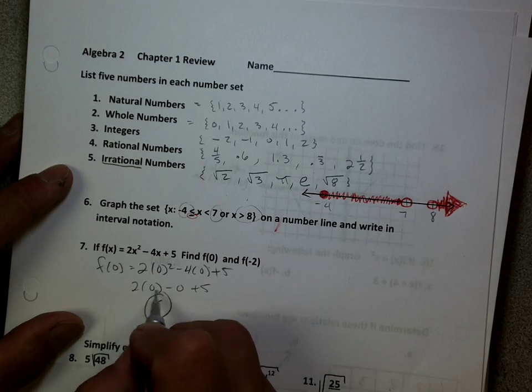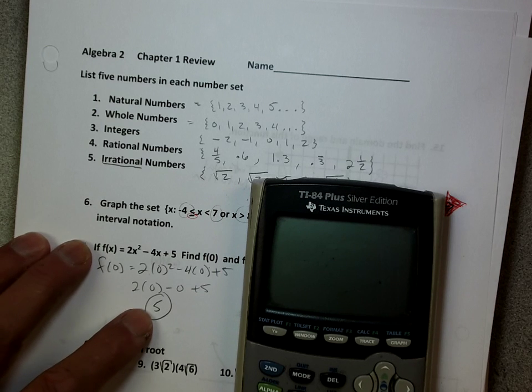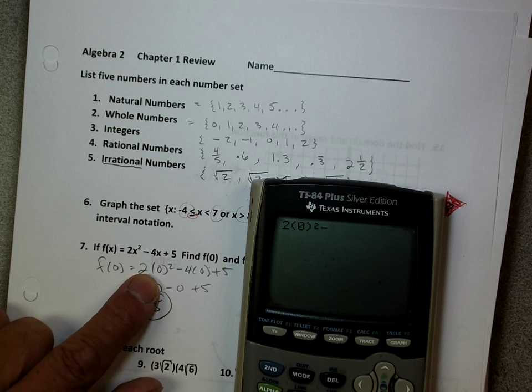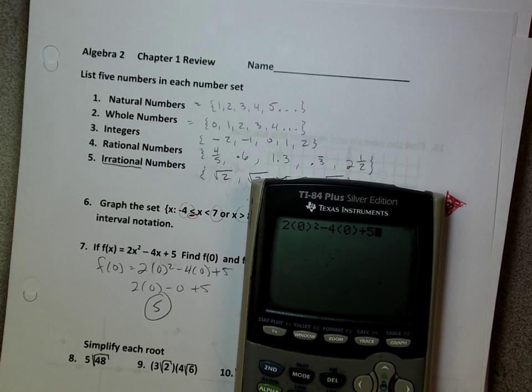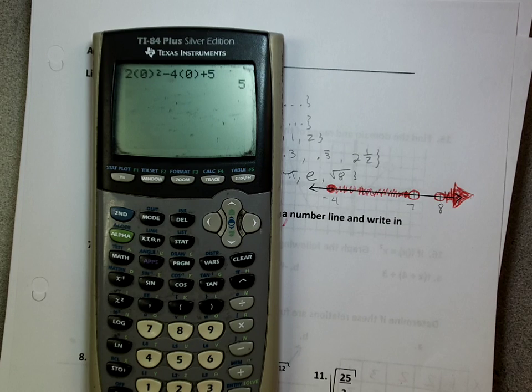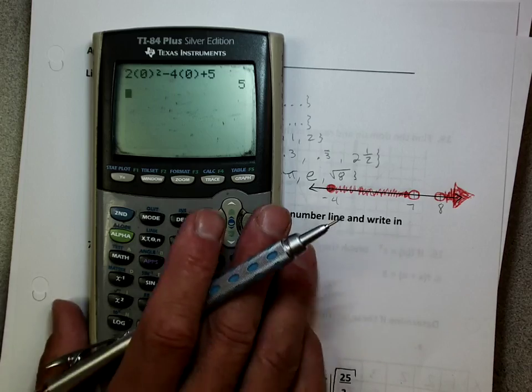Now, one of the things that I'm okay with, and I'll show you, is you can actually use your calculator too. If you want to, you can put this in your calculator just like this. You can go 2 parentheses 0 squared minus 4 parentheses 0 plus 5. So you can actually put the whole thing in the calculator and let the calculator do the work. Let me slide up so you can see that. So I just put the whole thing in the calculator. Just plugged it in. And I can do the same thing with the negative 2. I'll show that in a second, all right?